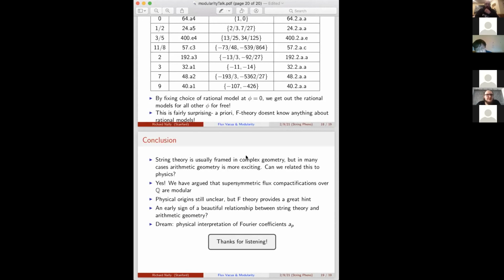Well, the first thing I want to say is we certainly don't conjecture that all flux vacua are defined over Q, because we know they're not. If I take my one parameter example, and take phi equals, I don't know, pi, then you definitely can never get a rational model for that point in moduli space. The claim is, if I'm sitting at a flux compactification where I can define it over Q, then it's modular.